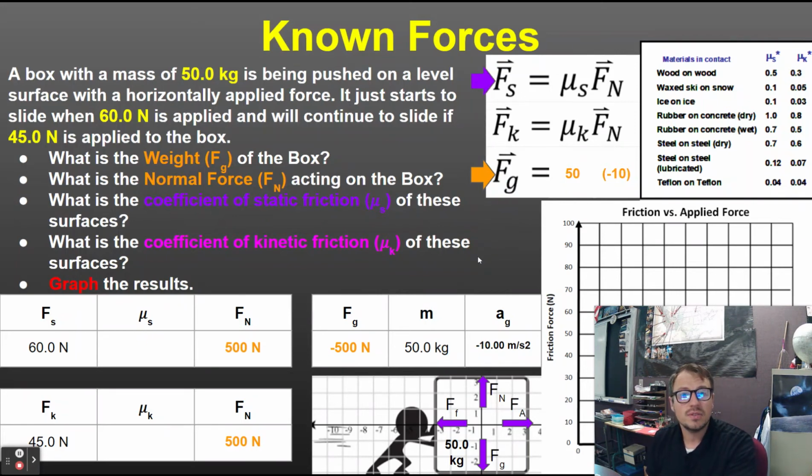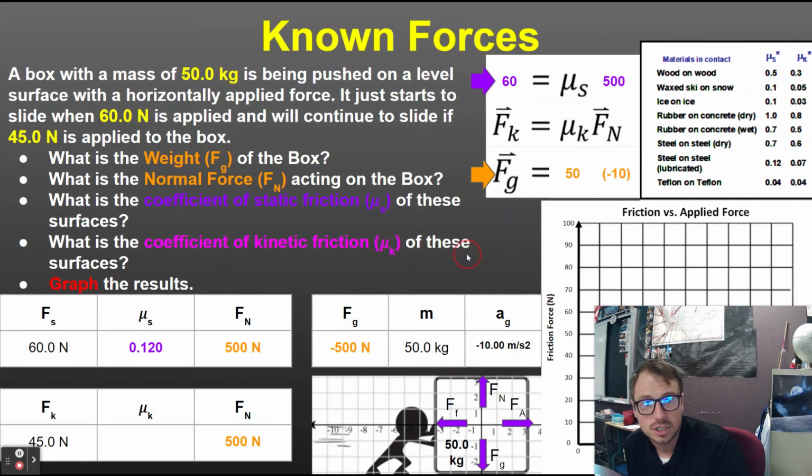Now, I need to find the coefficient of static friction. So I'm going to use that first equation, and I plug everything that I know in. Well, it just starts to slide when 60 newtons is a push, so that tells me that's the maximum amount of static friction. I know it weighs 500 newtons, and I just solve for the coefficient of static friction. I do the same thing with that second one.